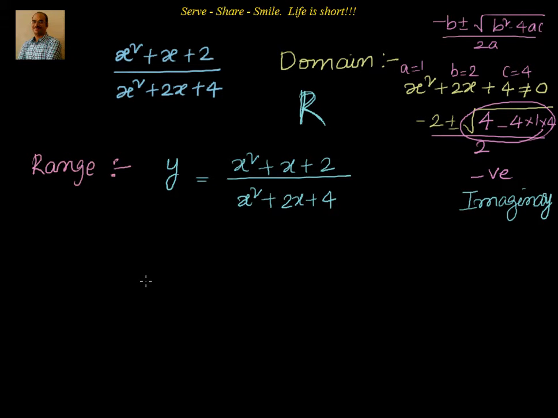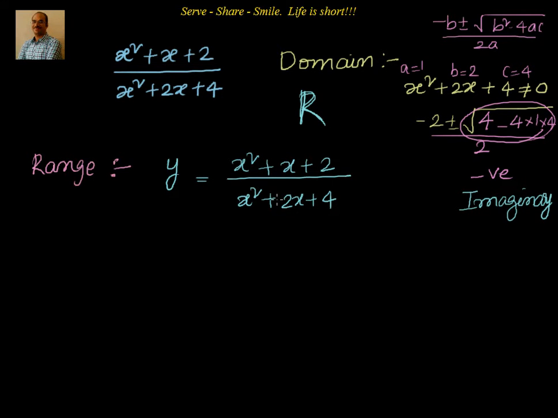Now in this example we'll try another approach. We know that the domain is real numbers, all real numbers are allowed. So let us try to get a quadratic equation in x here, and we know that the discriminant should be greater than or equal to 0 if the roots are real.